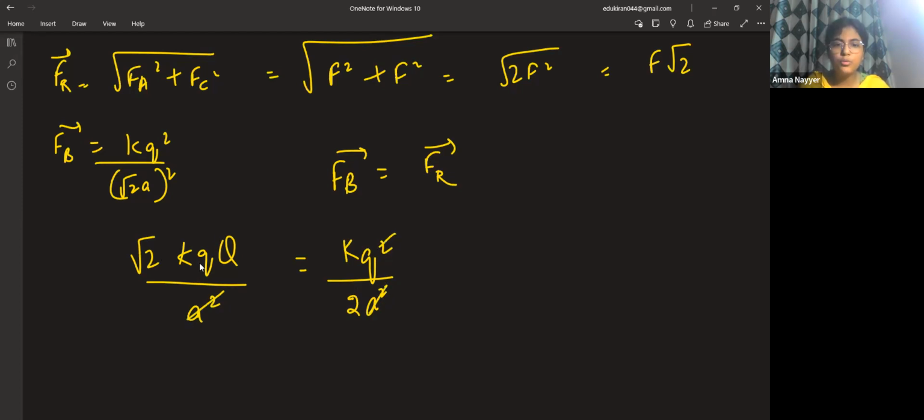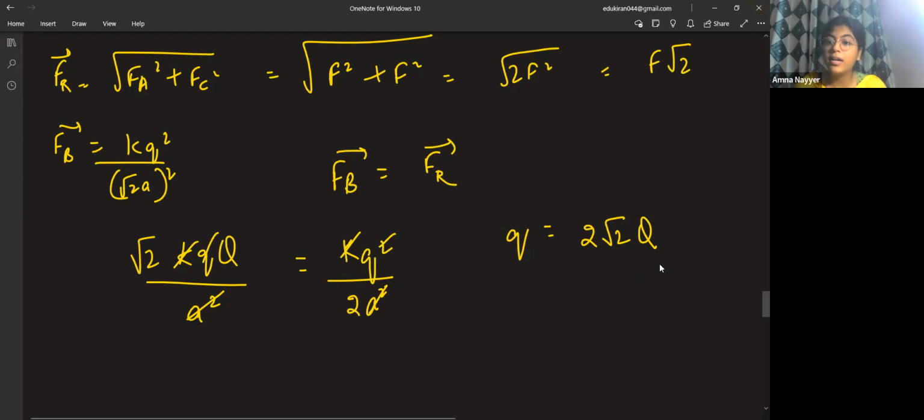One q with this q gets cancelled, k gets cancelled. What is the value of small q we are obtaining? See, 2 root 2 q. But do not write this as the final answer, because in your 4 options, one option will be this, which will be wrong.